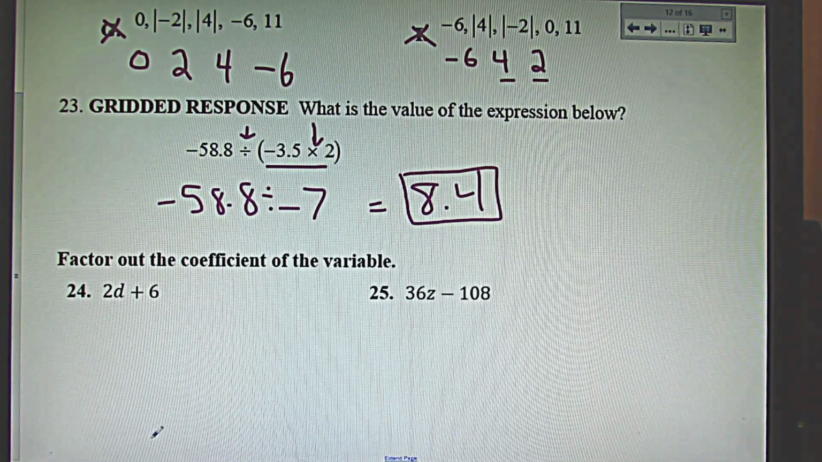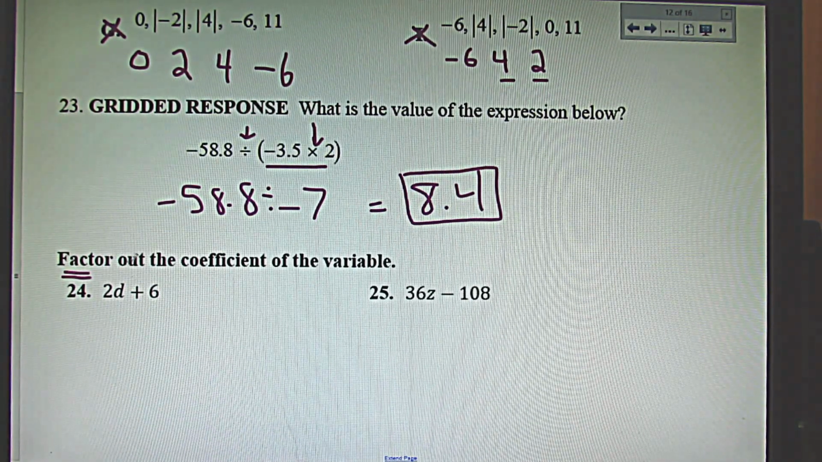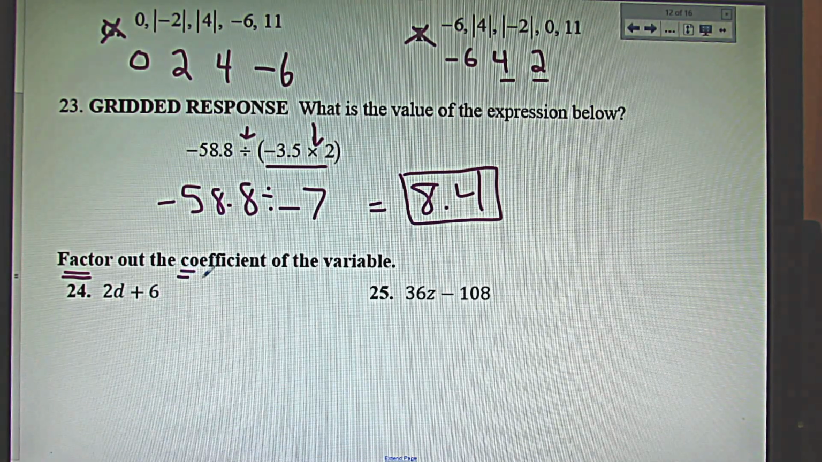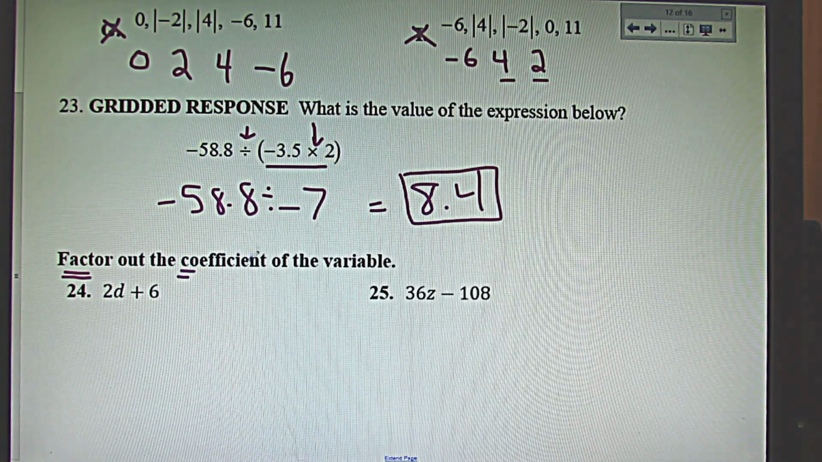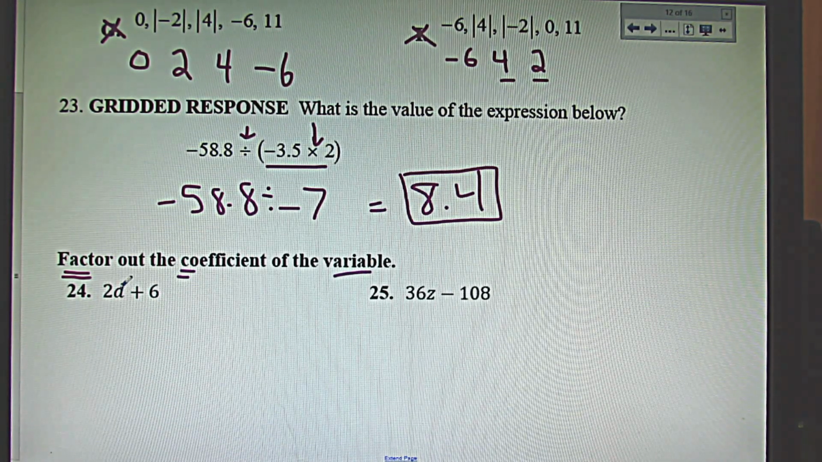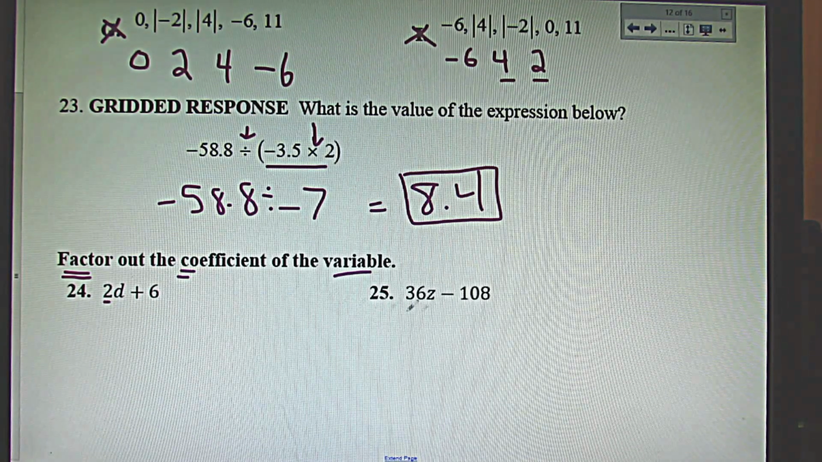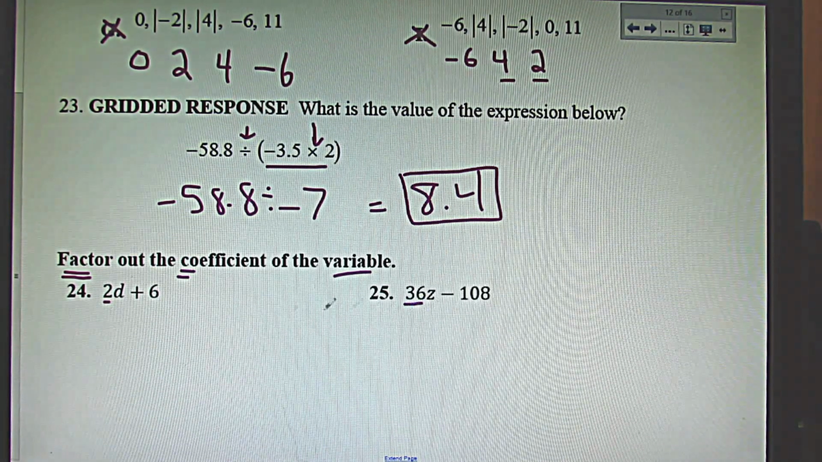Alright. Next one. Factor out the coefficient. Coefficient. Again, the word coefficient, like co-worker. Someone who works with a variable. Oh, well there's my variable, the letter D. And there's my variable, the letter Z. The coefficient is a 2. And the coefficient here is 36.